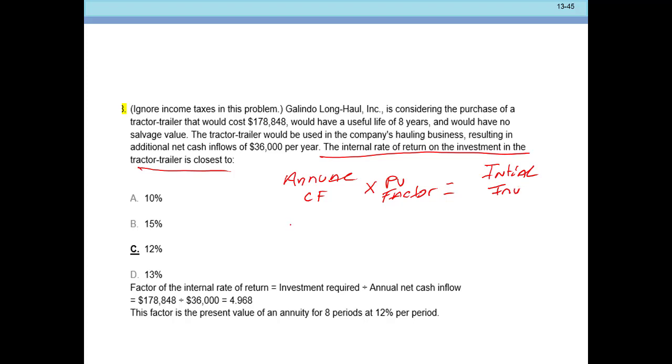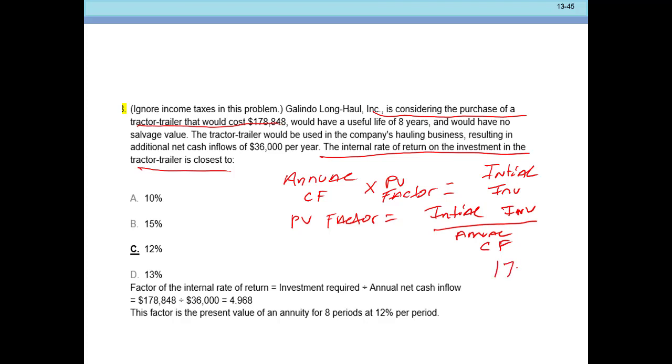Okay, and so our present value factor that we want to get is going to be equal to our initial investment divided by the annual cash flow, right? Okay, good. So do I have an annual cash flow here? Do I have an initial investment here? Going to have to purchase this truck, whatever, for $178,848. With me so far? Okay.